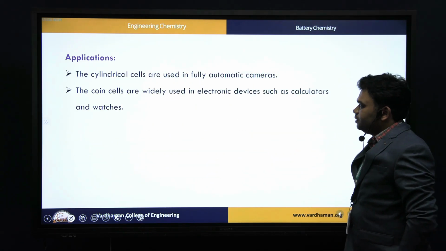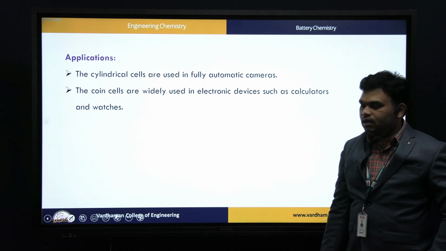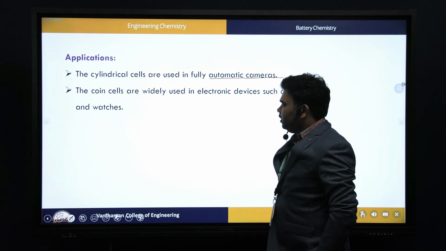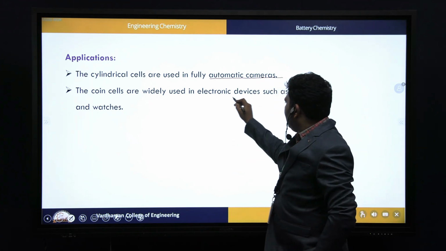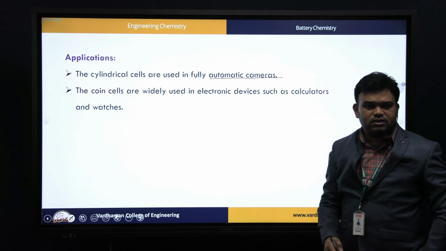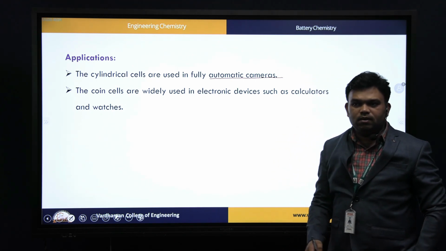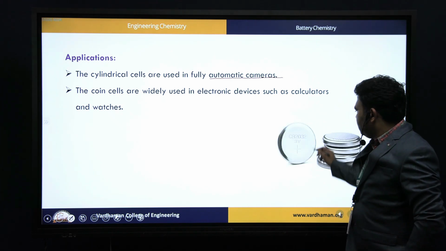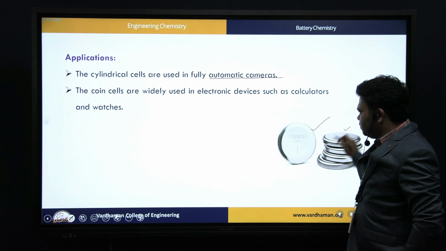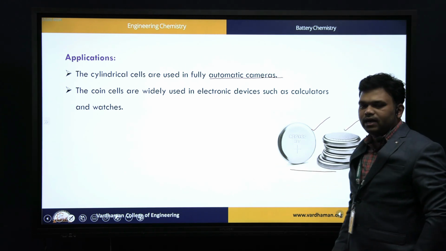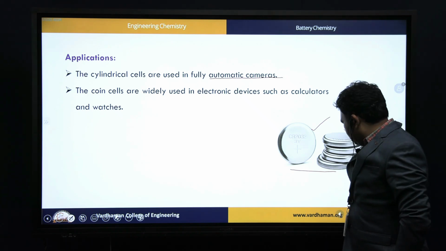Next, applications. What are the applications here? These are used in fully automatic cameras, and also in electronic devices like calculators, watches, etc. We can use these lithium cells with solid cathode. These are things we observe in our day-to-day lives, and these are some examples of lithium cells with solid cathode.